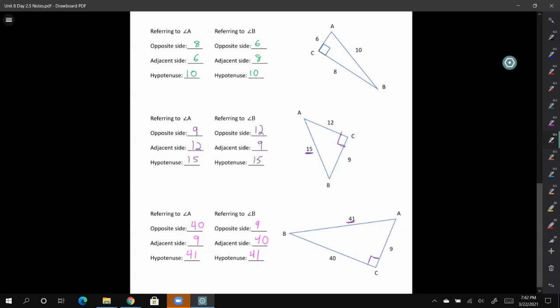Hopefully you guys are getting the hang of this, because we're going to have to be able to do this pretty quickly and pretty accurately later on. So if you need to rewatch the video so that you are almost absolutely certain when identifying your opposite, adjacent, and hypotenuse sides.